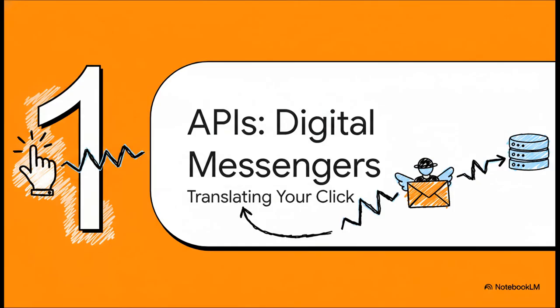So how does your simple tap on a screen turn into something a computer, maybe thousands of miles away, can actually understand? Well, it all starts by turning that click into a message. And for that, we need to talk about the unsung hero of the internet, the API, which stands for Application Programming Interface. Just think of it as the system's official messenger.